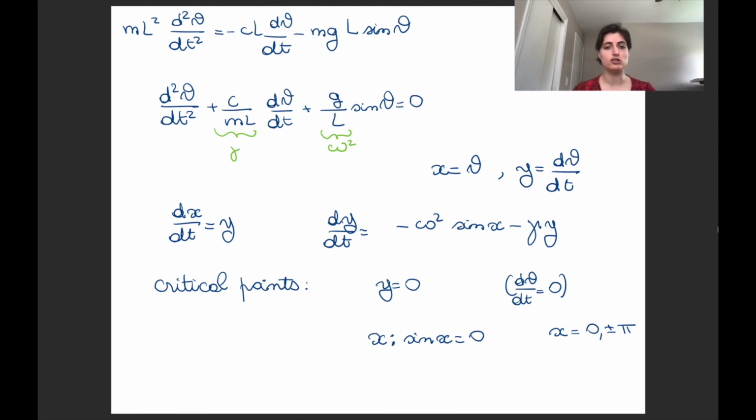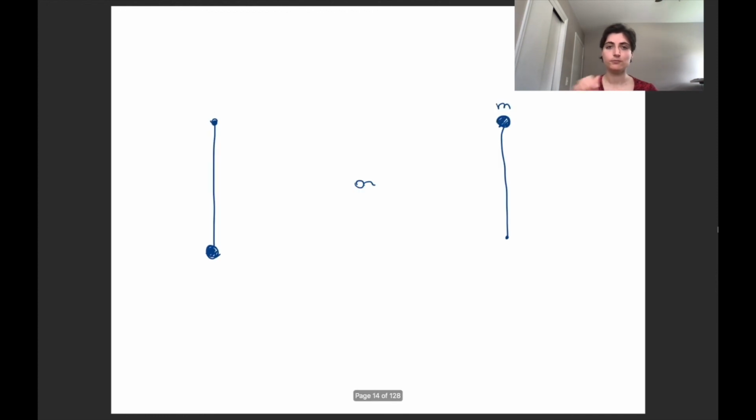So solving the equations, we have y equal to 0 coming from dx dt equal to 0, and we have minus omega squared sin x minus gamma y equal to 0, but y is equal to 0, so we need sin x equal to 0. So x is either 0 or plus or minus pi. That means that the two critical points are the mass hanging at the bottom of our pendulum or the mass being exactly on top. Hanging at the bottom is theta equal to 0. Being exactly at the top is theta equals plus or minus pi.